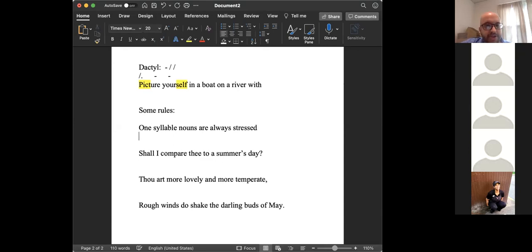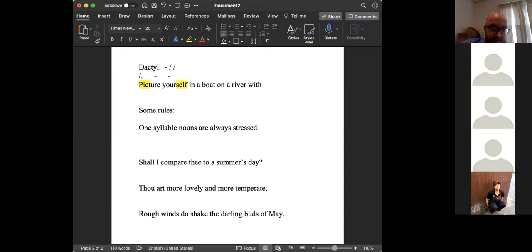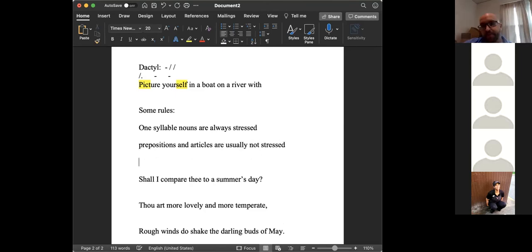One syllable nouns are always stressed. So a word like night or day, those are always stressed. Prepositions and articles are usually not stressed. So I've mentioned above, in an anapest, lots of times you have the prepositional phrase.